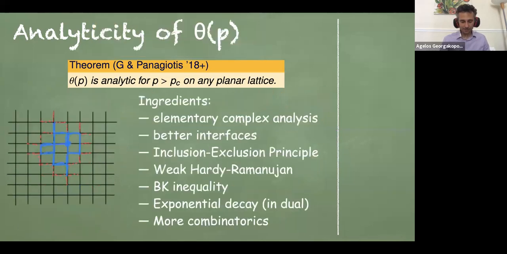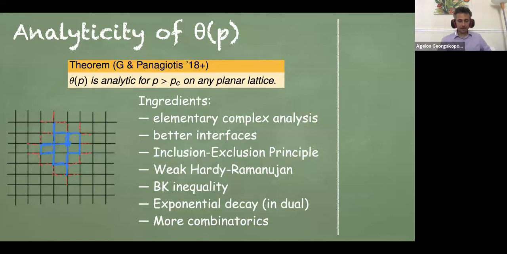So to summarize, I gave you a brief sketch just to give you an impression of what kind of ingredients we used. I told you about the complex analysis earlier. It was important that our interfaces cannot intersect. We used the inclusion-exclusion principle, a weak version of Hardy-Ramanujan. For the experts, we also use the BK inequality, but I'll not dwell on that.